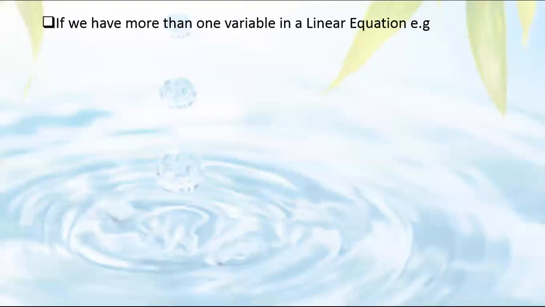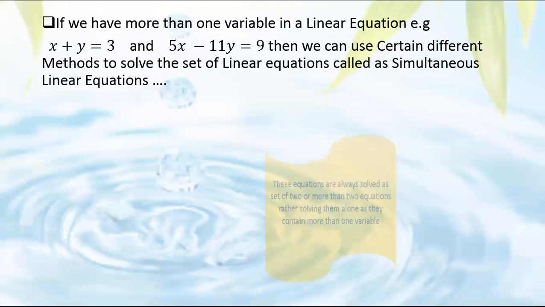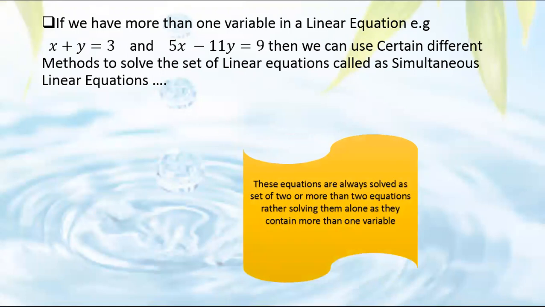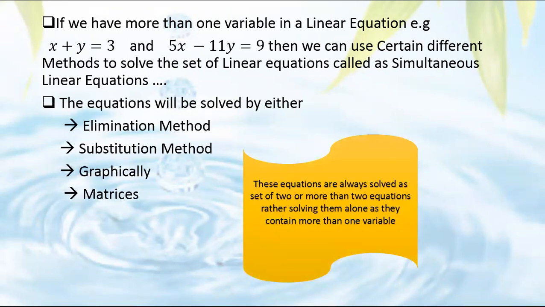If we have more than one variable in a linear equation, for example, x plus y is equal to 3 and 5x minus 11y is equal to 9, then we use certain different methods to solve that set of linear equations, called simultaneous linear equations. These equations are always solved as a set of two or more equations rather than solving them alone, as they contain more than one variable. These equations can be solved by the elimination method, by the substitution method, by using graphs, or by using matrices.